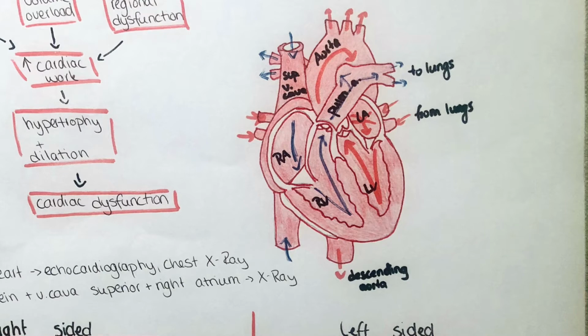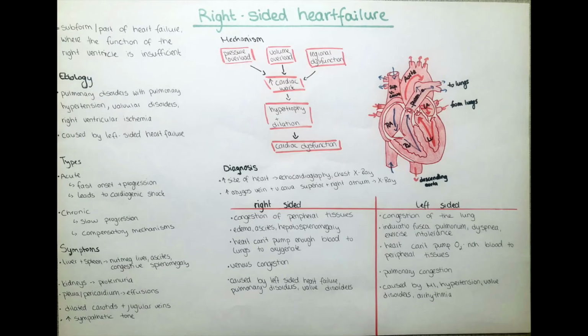Now, let's think about backflow. When the left side of the heart fails to pump sufficient blood out from the left ventricle into the aorta, then blood will back up, so it will flow back the opposite direction into the left atrium and then further up into the lung, backing up there, causing pulmonary disorders such as pulmonary hypertension and pulmonary edema, congestion.